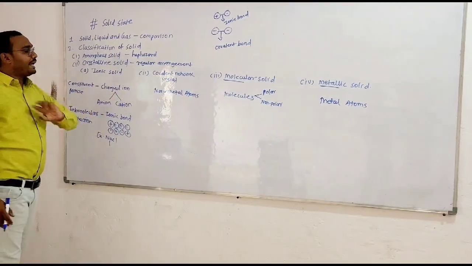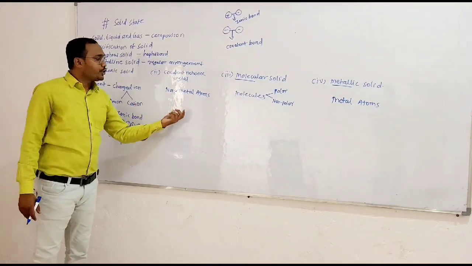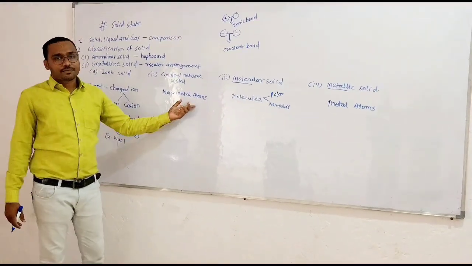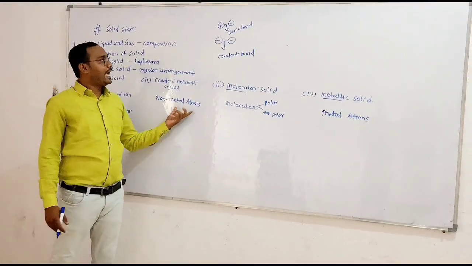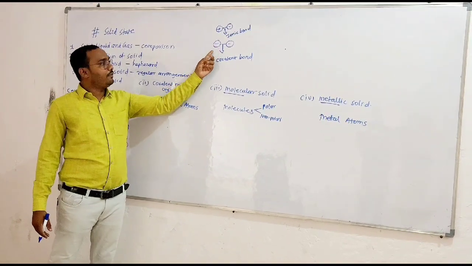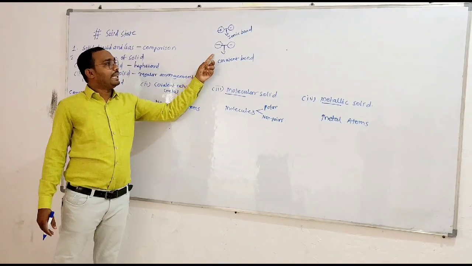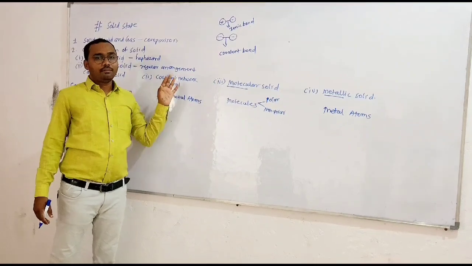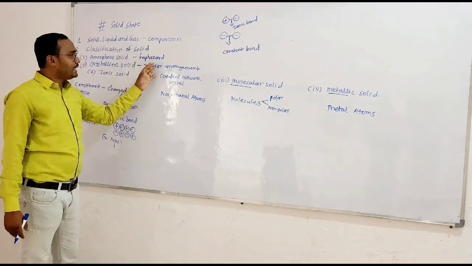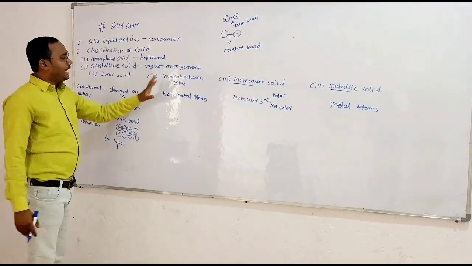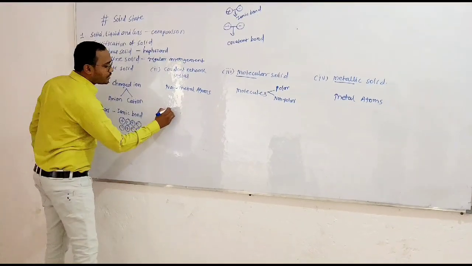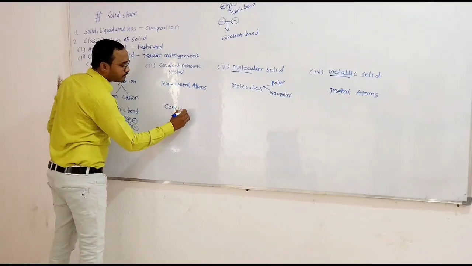In a covalent neutral crystal, the constituent particles are non-metal atoms. Non-metals are electronegative. Between two electronegative atoms, there is a covalent bond. That means the attractive force in a covalent neutral crystal is the covalent bond.